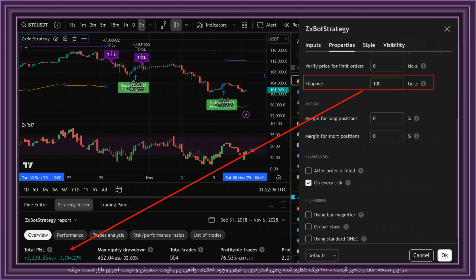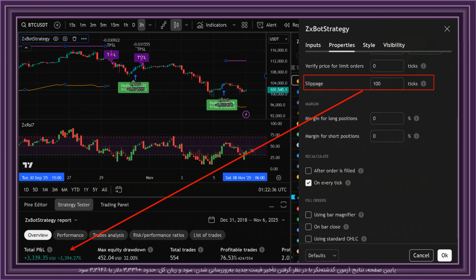In this version, slippage equals 100 ticks is set. This means the strategy is tested with a real price discrepancy between the order price and the market execution price. This setting is very important in volatile markets like crypto, because it makes the backtest results closer to actual price behavior. At the bottom of the page, the backtest results are updated with the new slippage setting.